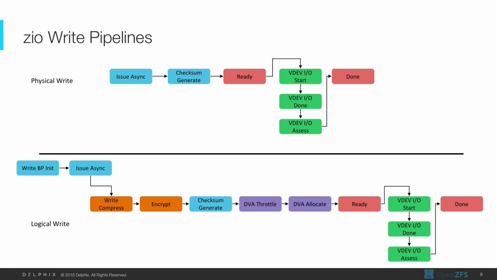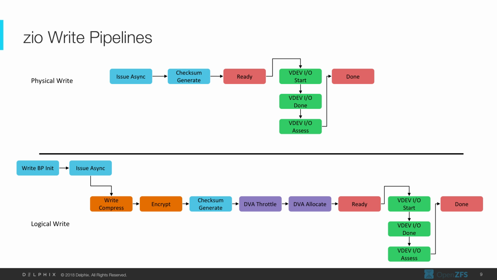They'll also generate the checksum. The difference here is that we see these orange stages that actually exist in the logical case, where we're going to transform data. So this is where you're going to do that compression, the encryption, the things that you're used to doing as a property when you set that as zpool. They're going to be done in these stages of the pipeline.